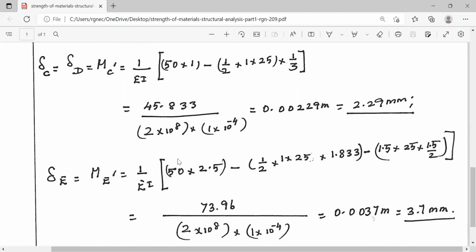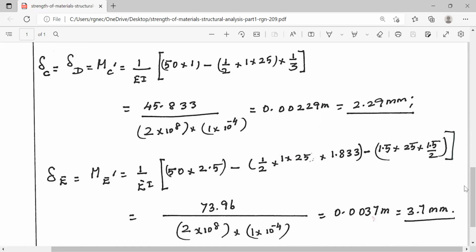This is due to the reaction, 50 by EI into the lever arm 2.5. Then you have the triangular load downwards, negative sign. The load is 1/2 into 1 into 25, and the lever arm is 1.5 plus 0.33, 1.833 meter. Minus the rectangular load, that is 1.5 into 25, with the lever arm 1.5/2, negative sign because it is a downward load.